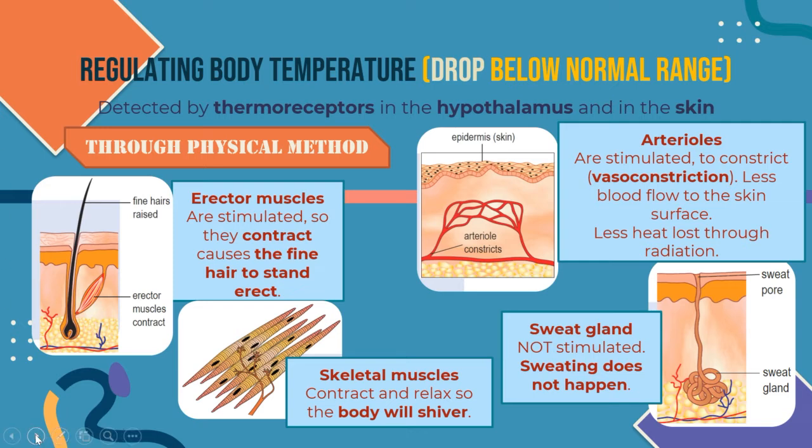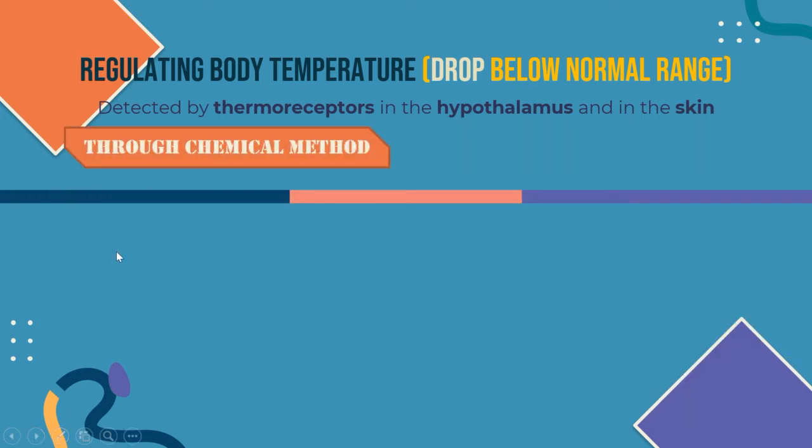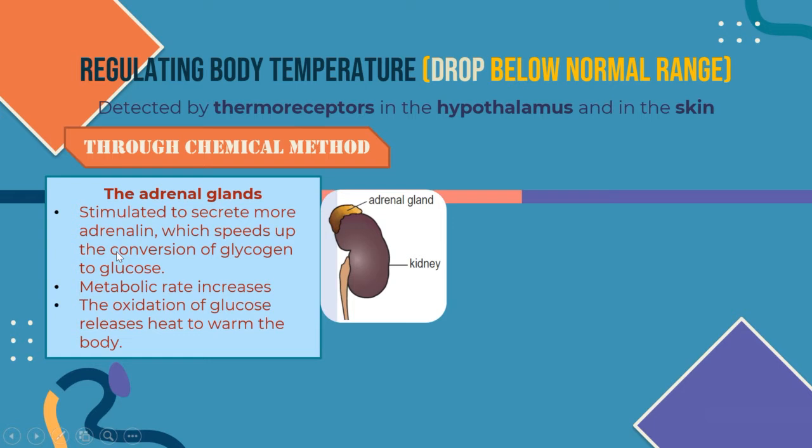Okay, next we go to the chemical method. Through the chemical method, when our body temperature drops below the normal range, there are also corrective mechanisms. It will involve the adrenal glands. The adrenal glands are stimulated to secrete more adrenaline.